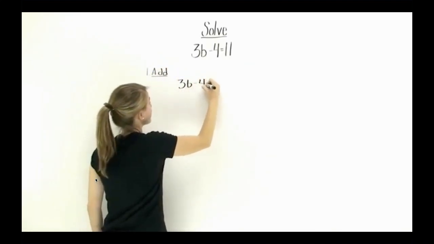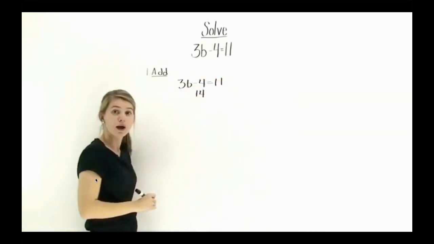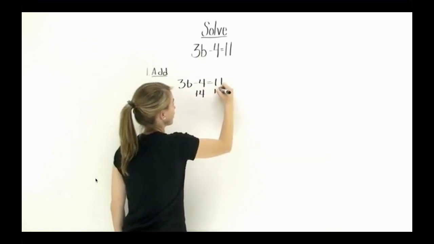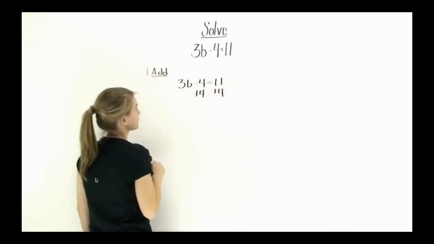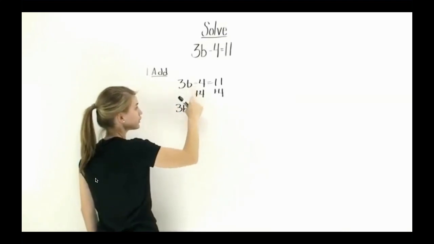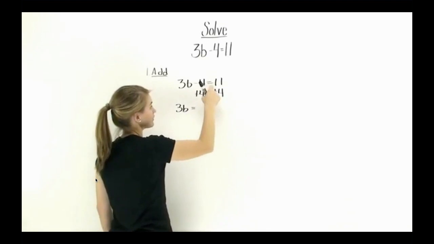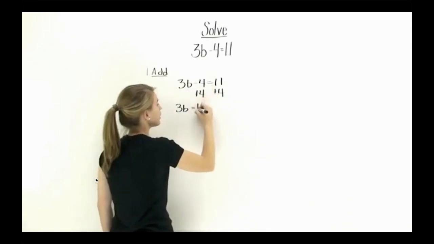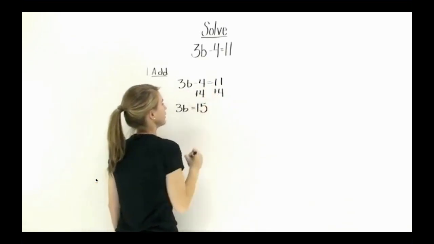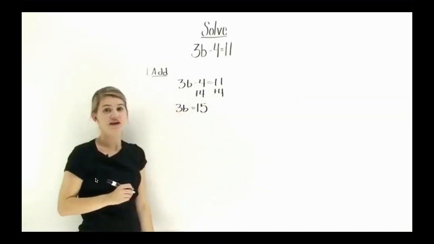And if we add 4 to the left-hand side of our equation, from the addition property of equality, we must also add 4 to the right-hand side of our equation. 3b minus 4 plus 4 is just 0. This is equal to 11 plus 4, or 15. So now b is slightly more isolated, but it's not all by itself.